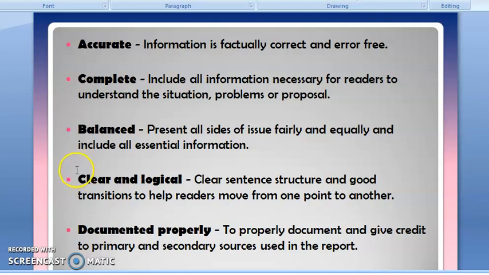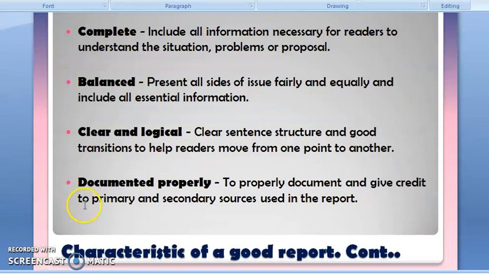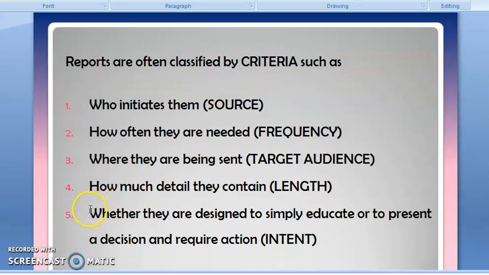Okay, and then the data, it should be balanced and present all sides. Okay, it should be fair and equally. Alright. And number 4 will be clear and logical. Right, kita nampak structure dia nampak, gambar dia nampak, pictorial graph dia nampak. Okay, and documented properly. To properly document and give credit to primary and secondary sources used in the report. Okay. So make sure bila you present dalam you punya assignment pun the same.